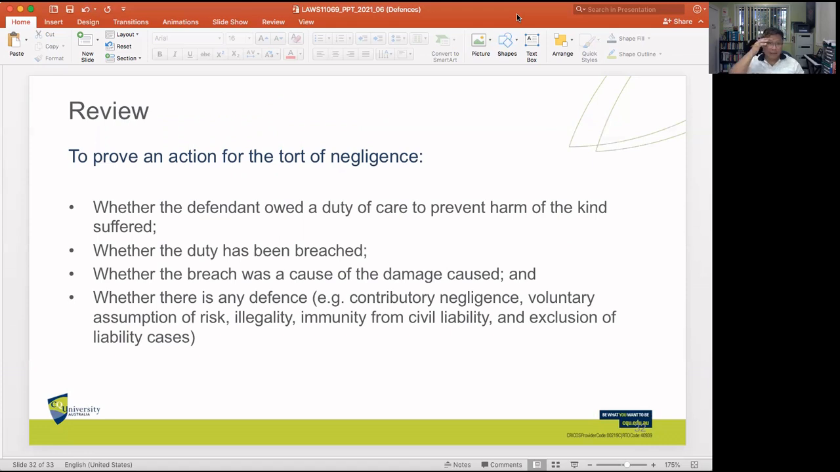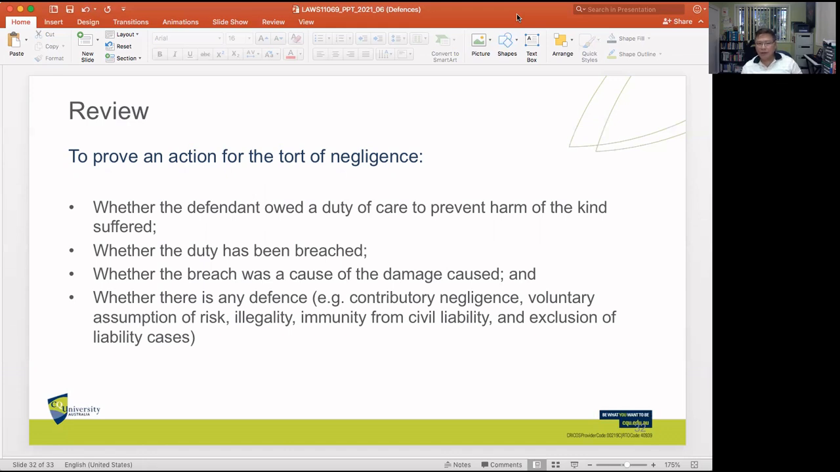So as a review, in order to prove an action for the tort of negligence, so this is now the part of the plaintiff, it must be proven that, one, the defendant owed a duty of care to prevent harm of the kind suffered by the plaintiff; 2, that the duty of care had been breached; 3, it must be proven that it was in fact the breach of duty that was the cause of the damage caused; and 4, finally, that there is no defense, whether the defense is based on contributory negligence, voluntary assumption of risk, illegality, immunity from civil liability, and exclusion of liability cases.